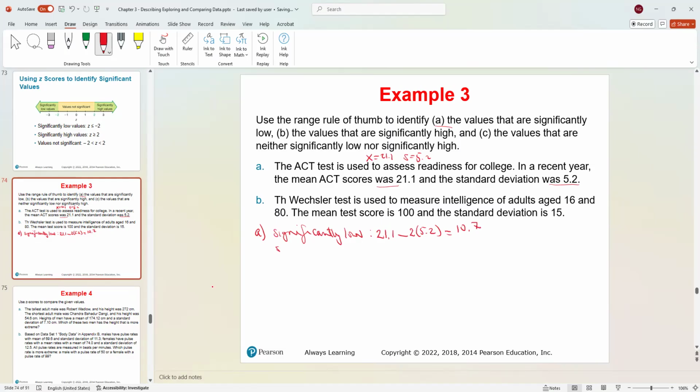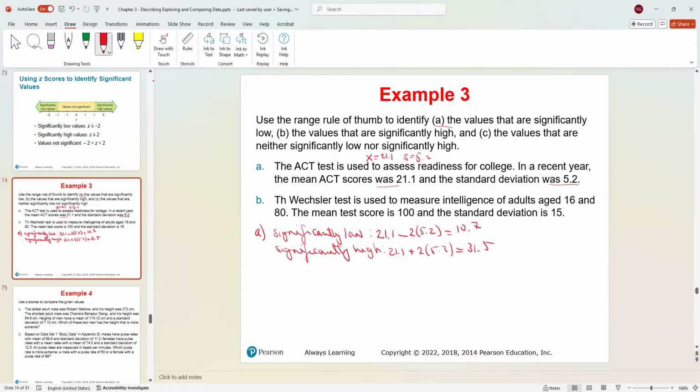You can also do significantly high, where we're going to have 21.1 plus 2 times, I mean, at least 2 standard deviations. So if you do at least 2 standard deviations, it should be greater. That should be 31.5.